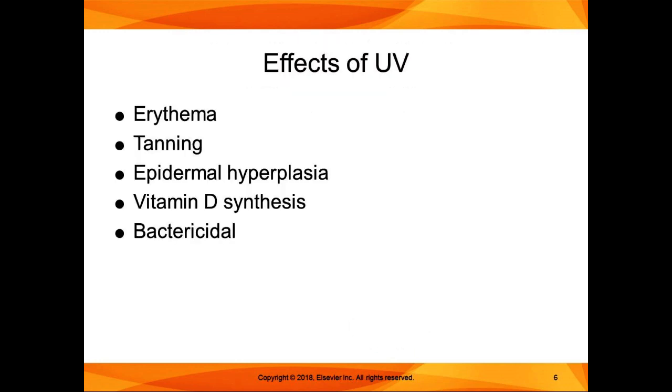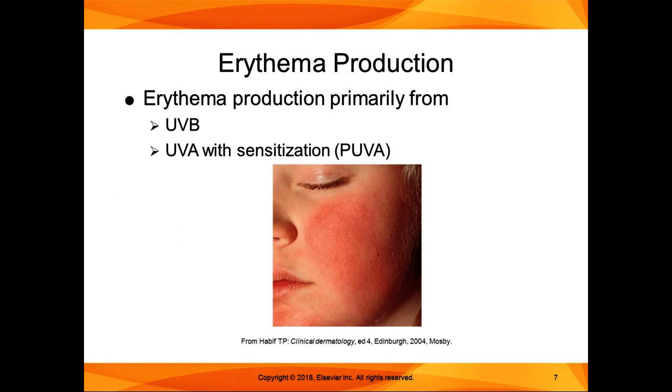So the effects of UV radiation include skin erythema, which is redness, tanning, epidermal hyperplasia, which is increased production of skin cells, and vitamin D synthesis. It can also be, UVC particularly, bactericidal. So the erythema production is primarily from UVB and UVA with sensitization. So they talk about PUVA, which is psoralen, a sensitizing chemical that's applied to the skin before exposure to UVA. So the psoralen plus UVA is called PUVA.